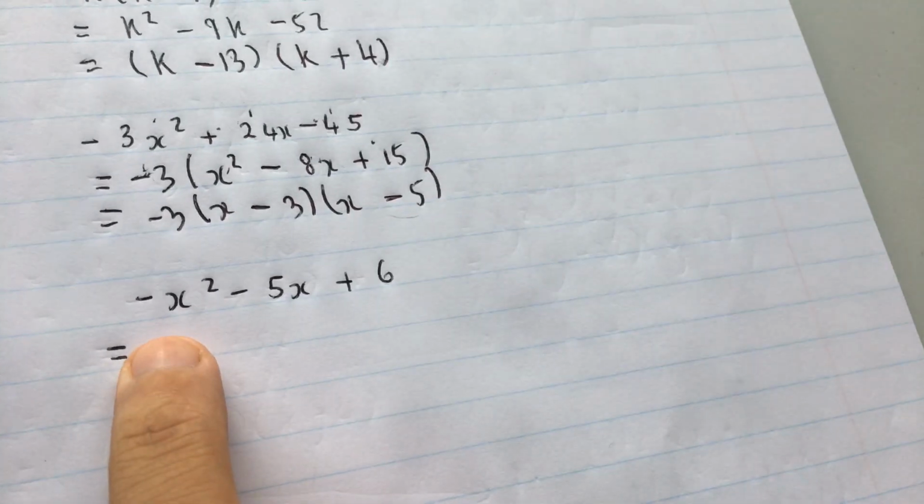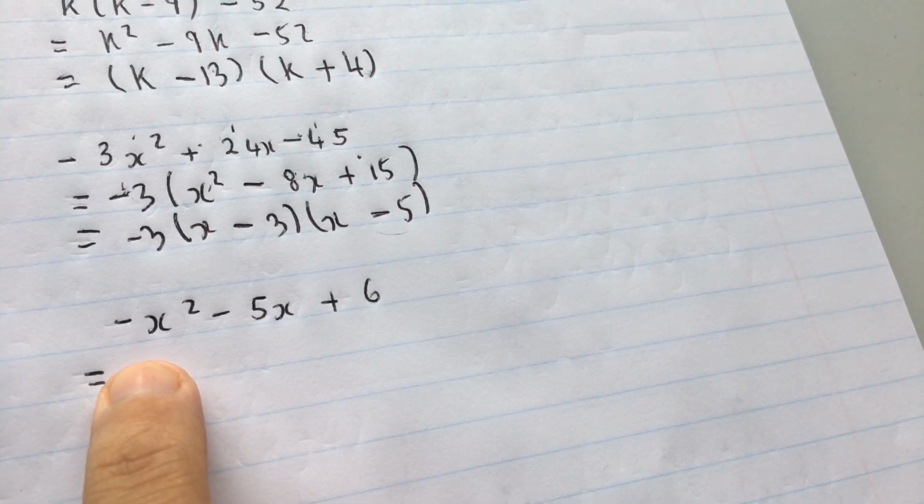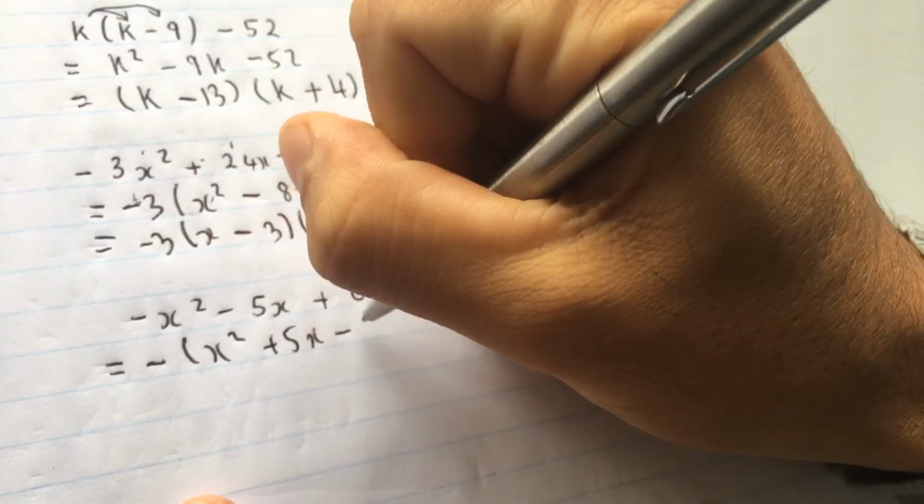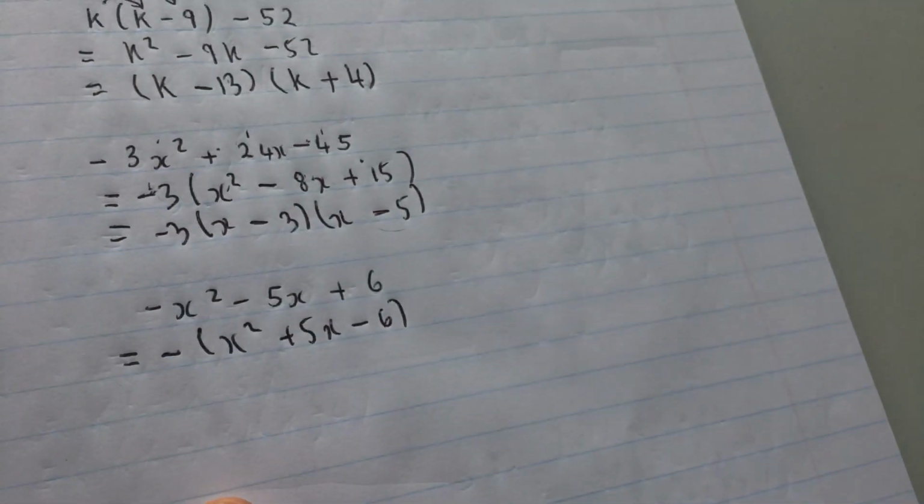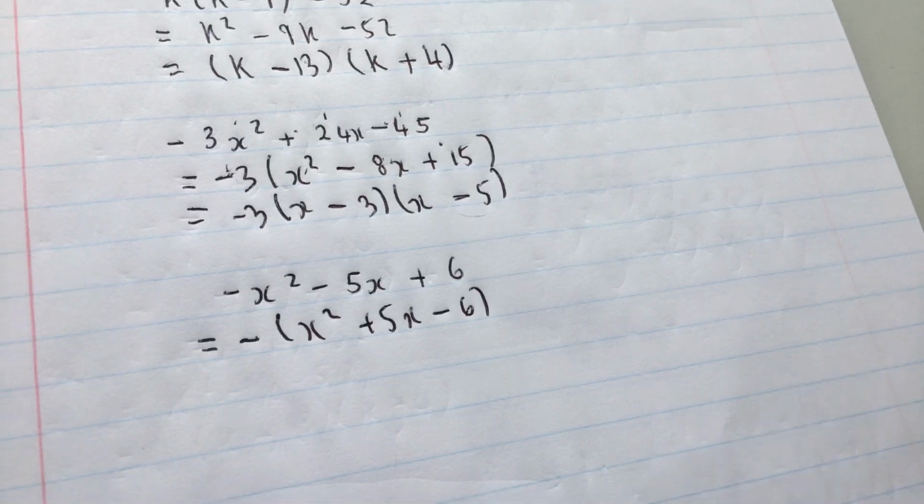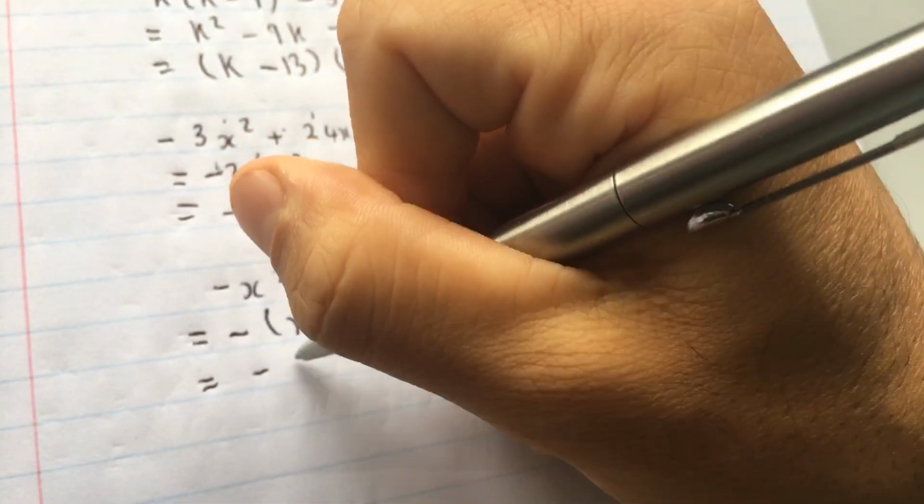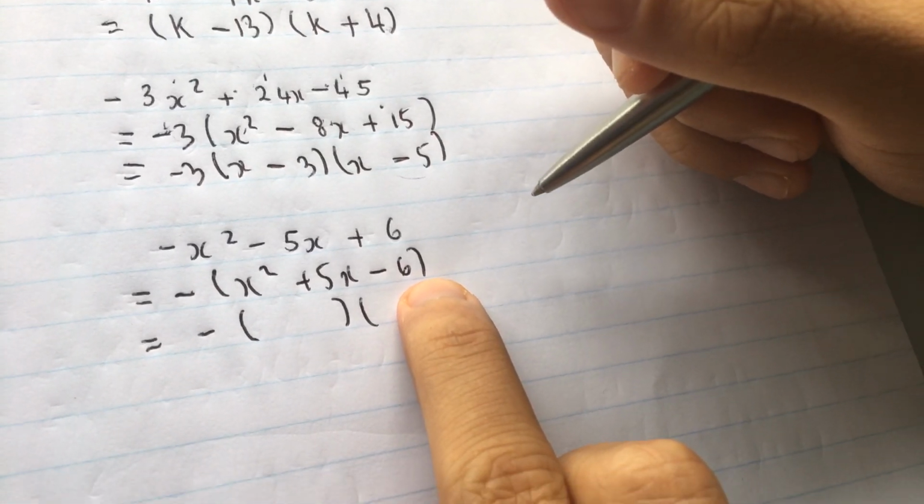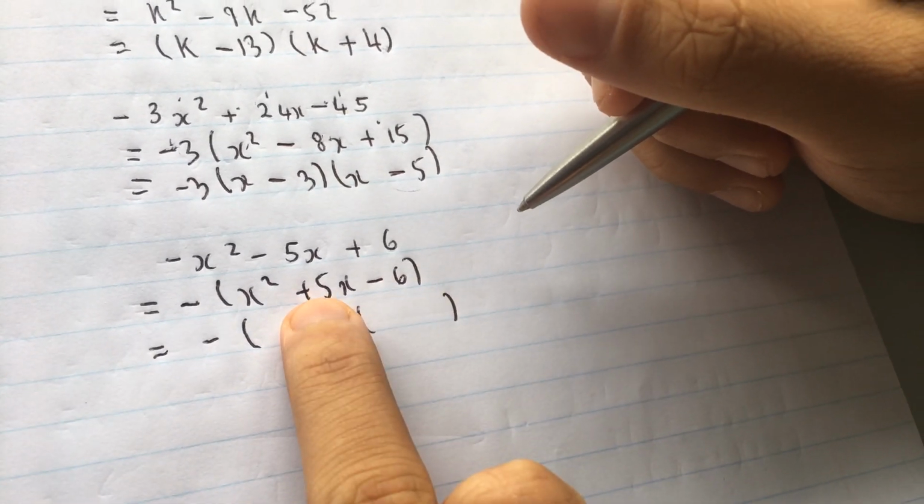And the last one. Again, what do I do now? Pull out the negative. So if I pull out a negative, everything changes. Remember, you pull out a negative and everything changes. And then it's 2 brackets. And it's 6. What will get me to positive 5?